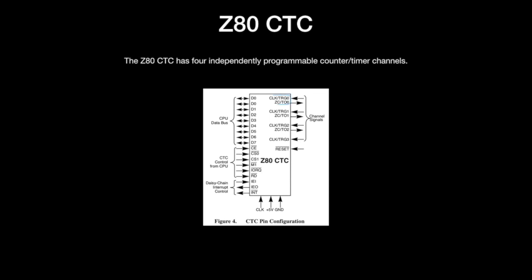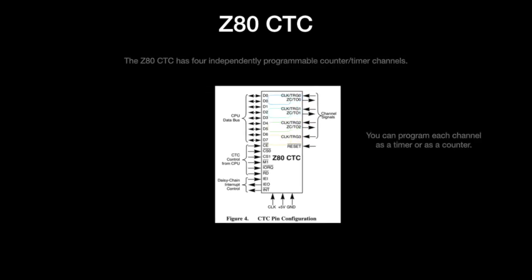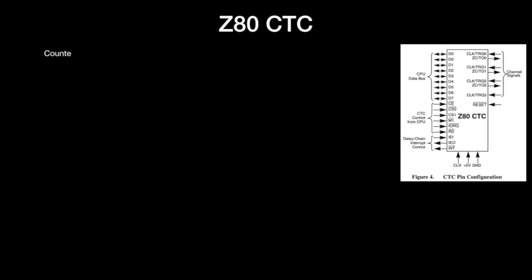The pin clock trigger 0 is the input for channel 0, and the counter timeout 0 is the output pin for channel 0. Then we have the input and output for channel 1, for channel 2, and channel 3 has only an input, there's no output for it. You can program each channel as a timer or as a counter. Let's start with the counter mode.